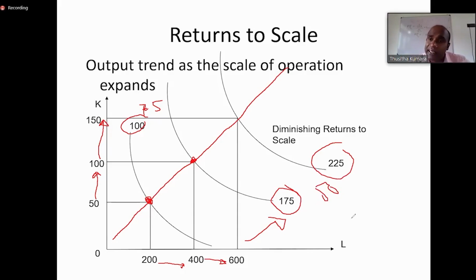When we increase both our inputs, our output will be increased less than the proportionate increase in inputs. Then we call this decreasing returns to scale, or diminishing returns to scale. Why do we call it decreasing returns to scale? When you scale up, your output will be increased less than the input. So then we call it decreasing returns to scale.